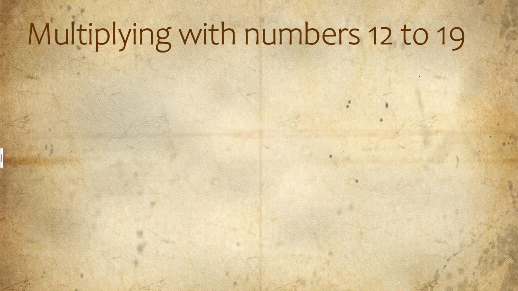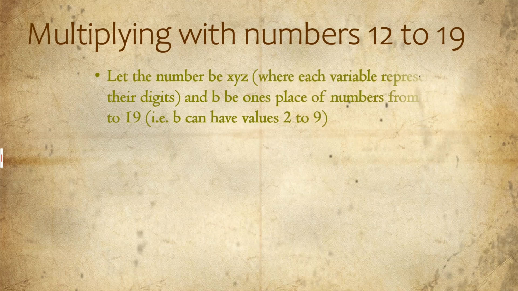Moving on to the next concept, multiplying with numbers 12 to 19. Now, this is such an amazing trick because it makes the multiplication so much simpler. It's a bit complicated to understand initially, but once you get the trick, it becomes so simple. Now, let's go through the theory once. It's kind of complex, but I'm going to explain it with an example and then it'll become super clear.